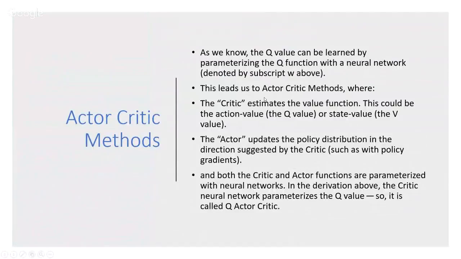As we know, the Q value can be learned by parameterizing the Q function with a neural network, denoted by a subscript weight. This leads to actor-critic methods where the critic estimates the value function. This could be the action value, the Q value, or the state value, the V value. The actor updates the policy distribution in the direction suggested by the critic, as in the policy gradient, and both the critic and the actor are parameterized with neural networks. In the version above, the critic neural network parameterizes the Q value, so it is called the Q actor-critic.